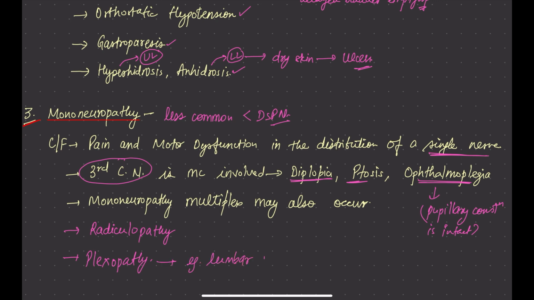If the lumbar plexus gets involved, then what will happen? The muscles which are supplied by the lumbar plexus, for example, the hamstring muscles or muscles of the glutes, will get involved. There will be pain, sciatica-like features, and there will be wasting of these muscles. There will be amyotrophy, also known as diabetic amyotrophy. Right. Radiculopathy means one root is involved, for example, sciatica. So that is all about mononeuropathy.